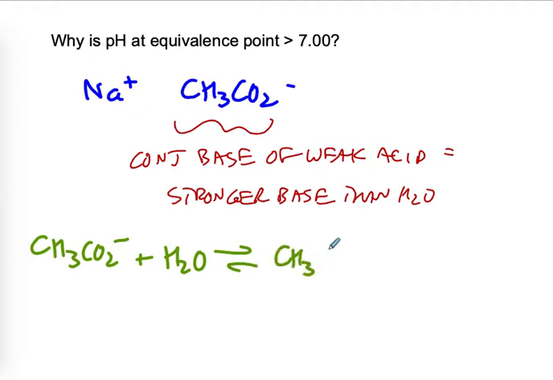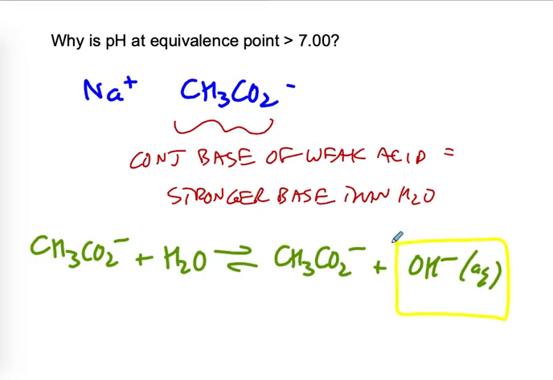And the most important equilibrium that's established is the weak base ionization of acetate in water, governed by Kb of acetate, to form acetic acid and the hydroxide anion. Because the hydroxide anion is produced in greater concentration than in neutral water, the pH is going to be greater than 7. So we have a basic solution.